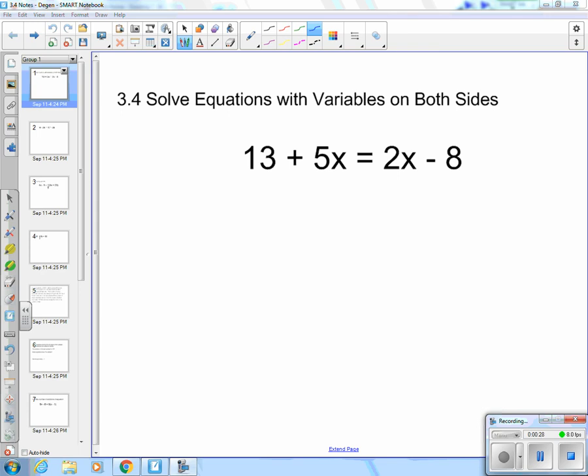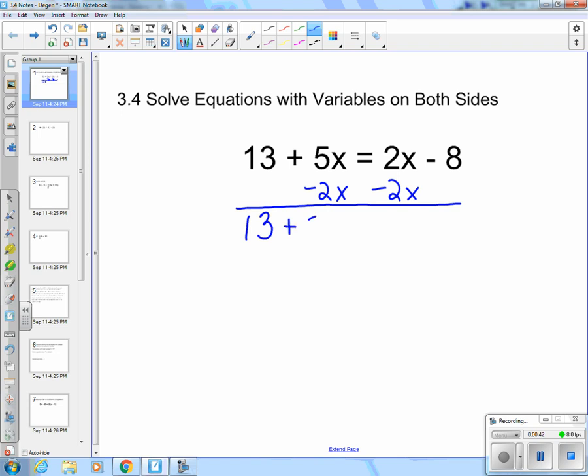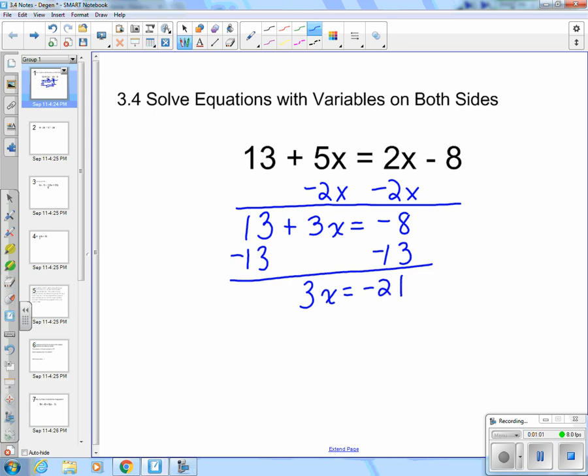when you get done. So I'm going to move the 2x, which means I have to subtract 2x on both sides, over to with the 5x, so that I end up with 13 plus 3x equals negative 8. And then I will move the 13 over to the right, so that's with the negative 8. That means I have to subtract 13 on both sides, and I will get 3x equals a negative 21.